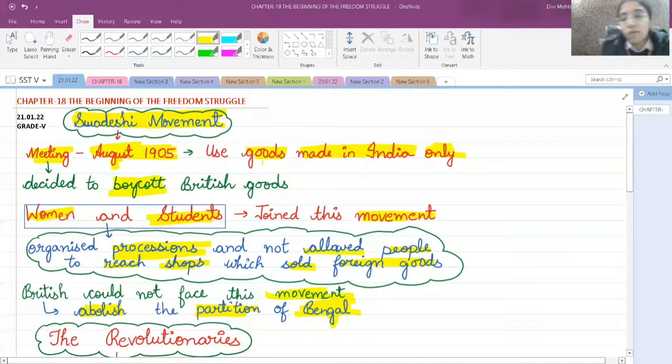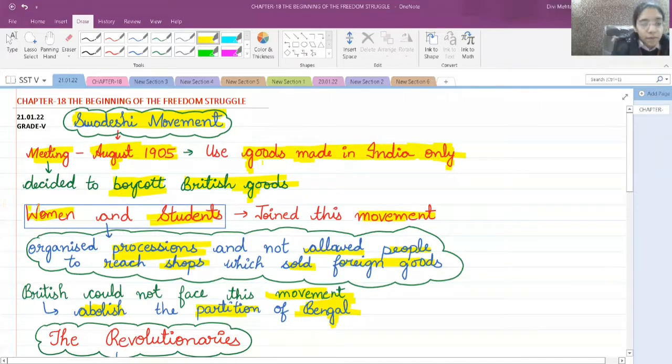What is the meaning of the word boycott? Underline. Boycott means to refuse. So in that meeting, it was decided that Indians will boycott British goods. Nobody will buy British goods. They will use goods that are made in India only.